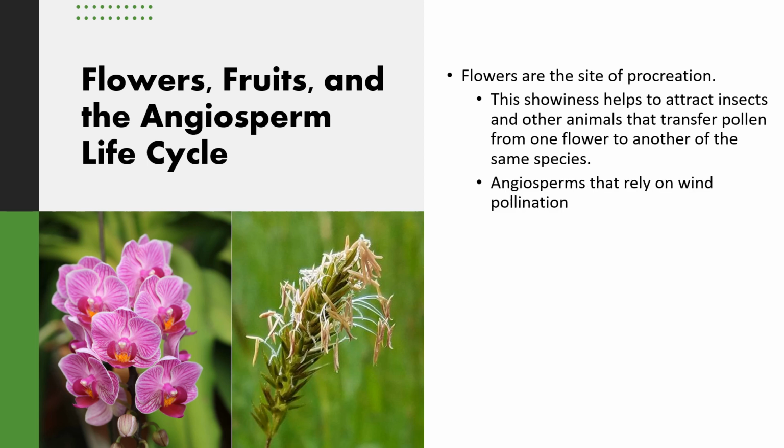Now there are some angiosperms that rely mainly on the wind, and so what I have here is a picture of orchids, which are obviously showy flowers, and then we have a picture of a grass. Grasses also have flowers, so this is an example of a grass flower. It is not quite as colorful or, most would find, as beautiful, but it is going to be a flower, and these are going to tend to rely on wind pollination. They don't attract insects and other pollinators like the showy flowers.